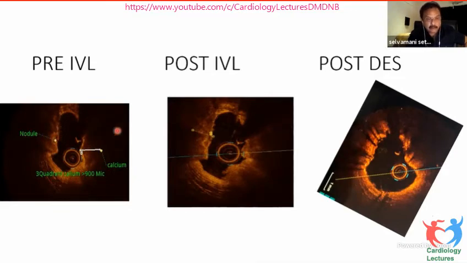Although it has not produced excellent expansion, that area has an MLA which is more acceptable. The minimal stented area is acceptable. It is more than 5.4 here, and anything more than 4.5 in OCT should be an acceptable limit, and it's a reasonably good expansion. Many times what happens when you try to expand this nodule, you take a bigger balloon, it expands, and many times it perforates in the opposite direction.